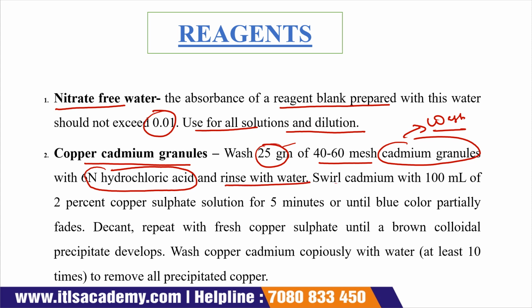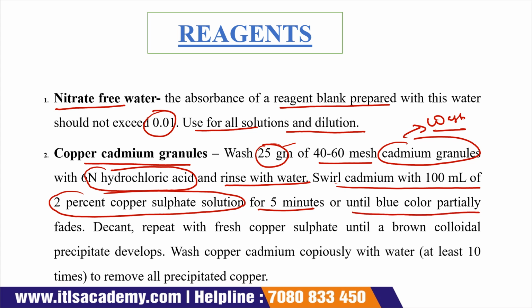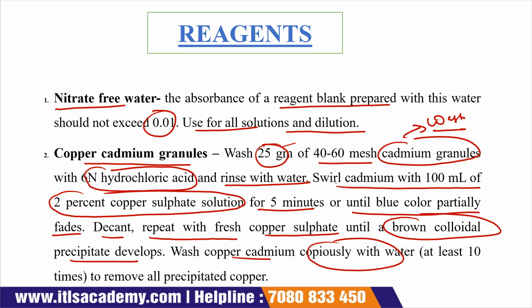Now swirl the cadmium with 100 ml of 2% copper sulfate solution for 5 minutes, and we do this until the blue color partially fades. Decant and repeat with fresh copper sulfate until a brown colloidal precipitate develops. Then wash this copper cadmium copiously with water at least 10 times so that all the precipitated copper is removed. This is how we prepare the copper cadmium granules.